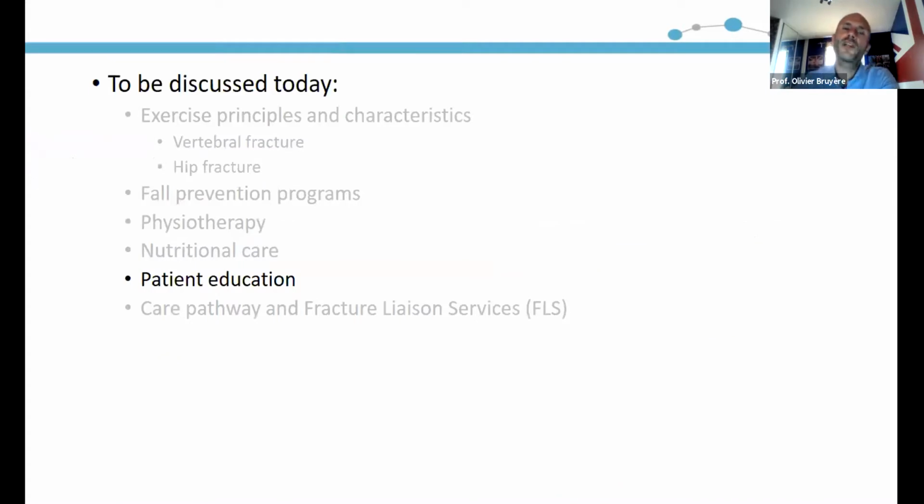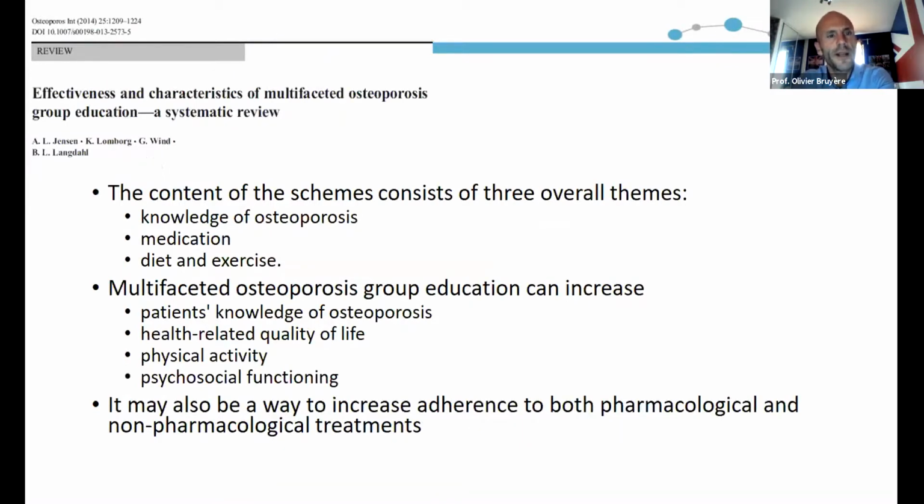Let's move now to patient education, once again after a fracture. If we look at a recent systematic review of the main randomized controlled trials having assessed the effect of education, all these trials have shown that they are able to improve the knowledge of the patient about osteoporosis, to improve the knowledge on the medication, and the patient is also much more aware of the importance of diet and exercises.